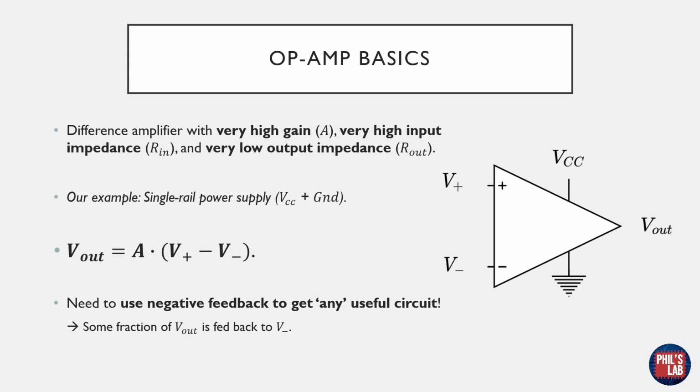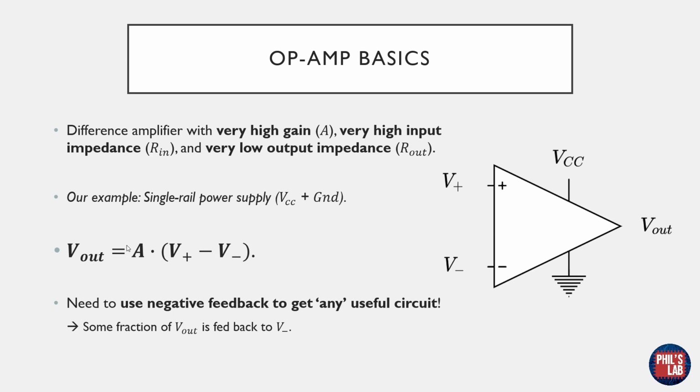Let's briefly go over the op-amp basics. Schematically, you will see op-amps drawn like this: a triangular package with 2 input pins, the non-inverting input V+, and the inverting input V-, and an output V-out. We also need to supply power to our device, and that typically is a bipolar supply, but in our example, I will just be using a single supply with VCC and ground.